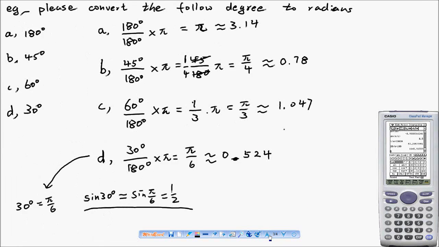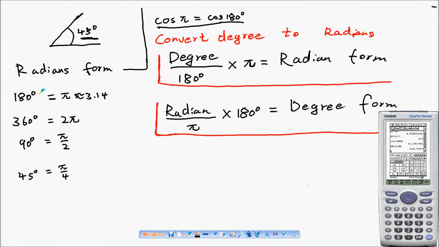Remember the formula. Also remember 180 degrees is pi, and that's it. 90 degrees is just a fraction of it. It's quite simple to do.